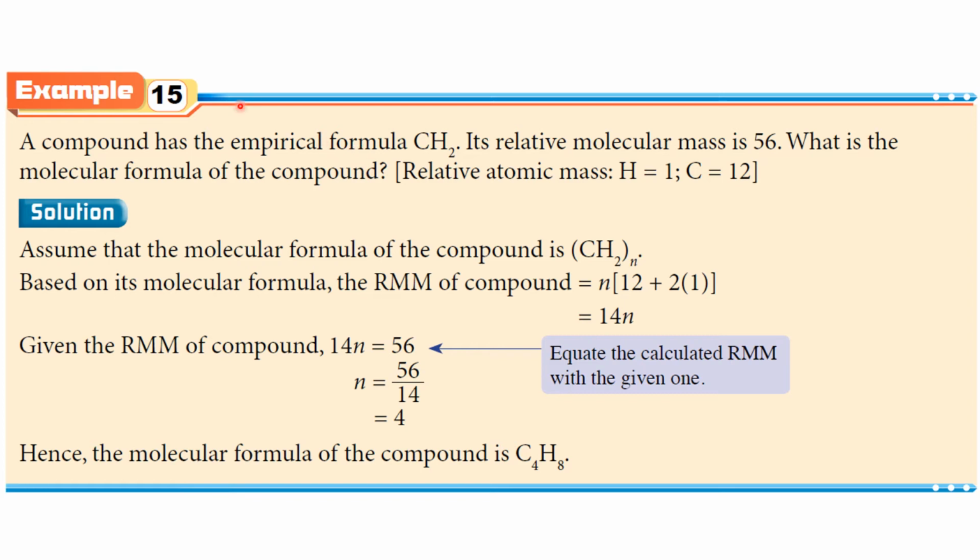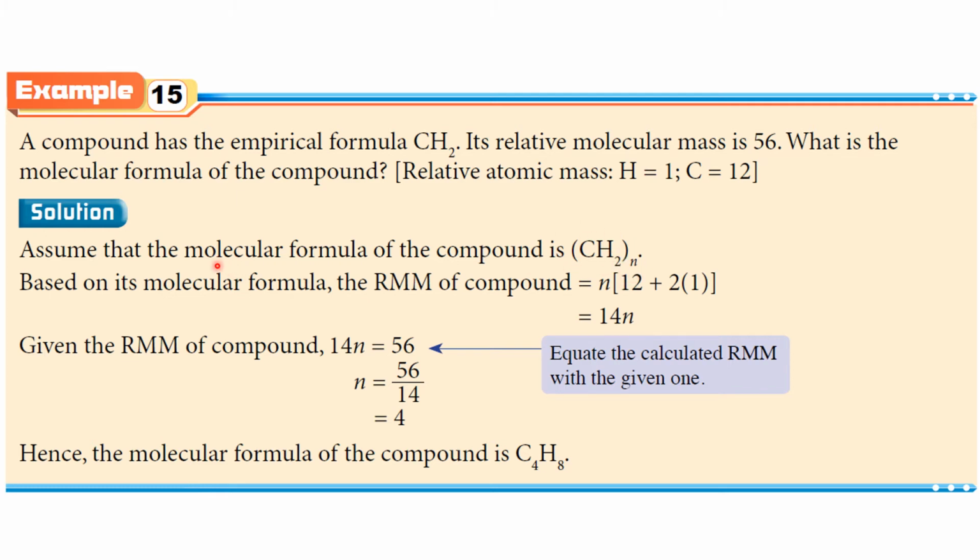So the empirical formula is the simplest number. Remember, the simplest number. The question wants you to find the molecular formula, meaning the actual original number of the formula. But the RMM is given as 56. So first, you assume that the molecular formula of the compound is this. You follow the formula in the previous slide. You take the empirical formula CH2 and in the bracket you put n. So how to find n?